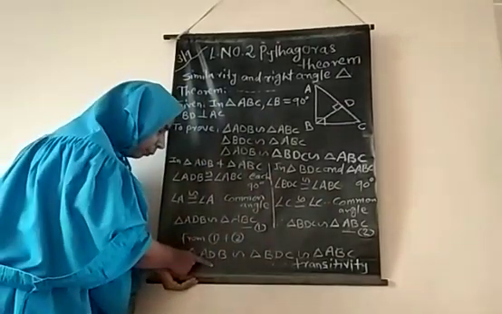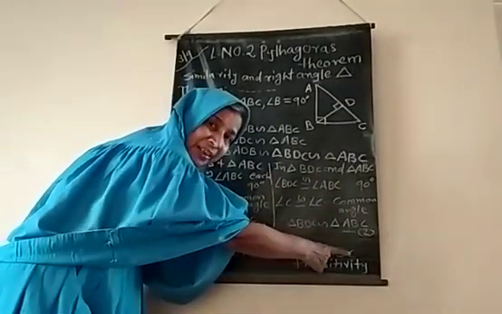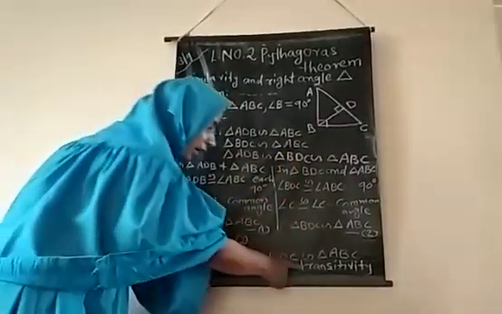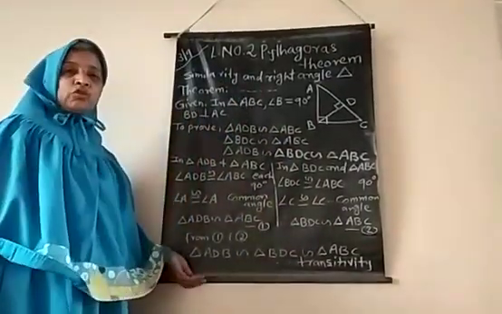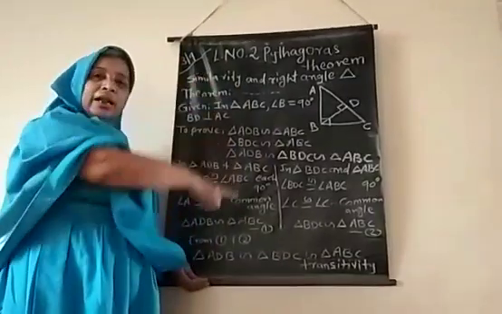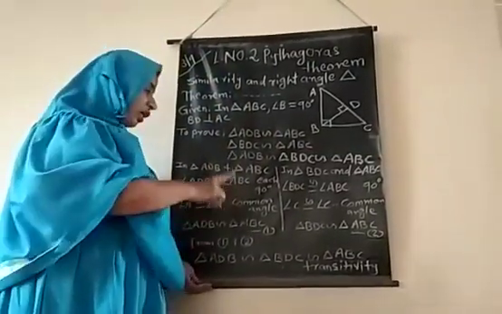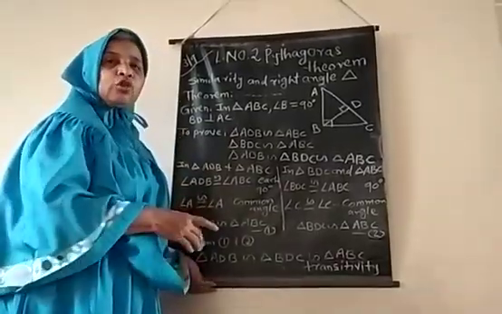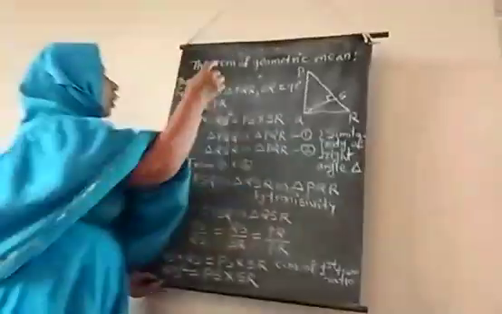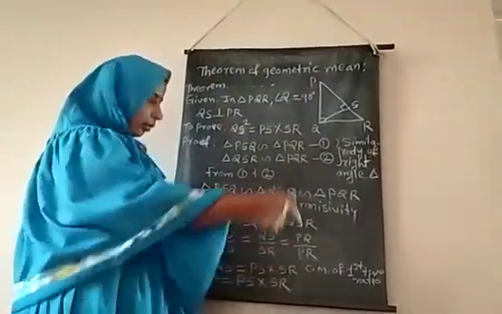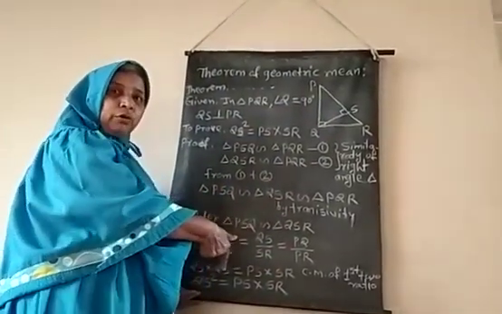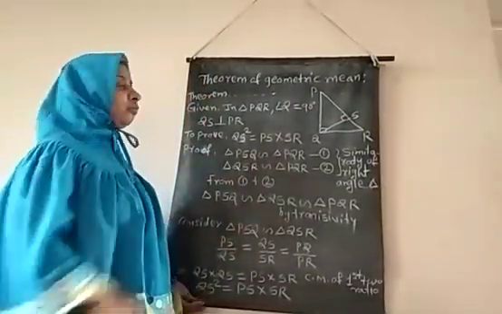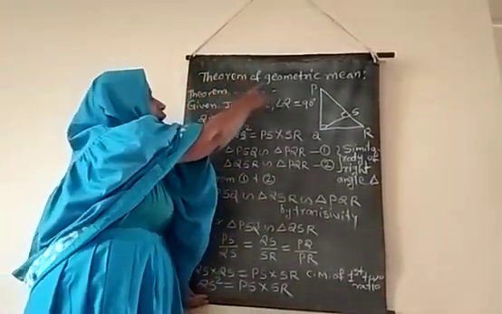Therefore, ADB, BDC and ABC, all the three triangles are similar to each other by transitivity. So, this property, that is similarity of right angle triangles, we are using wherever it is necessary. In the next theorem, the geometric mean theorem, the above property, the similarity of right angle triangles that we just proved, is what we are using.